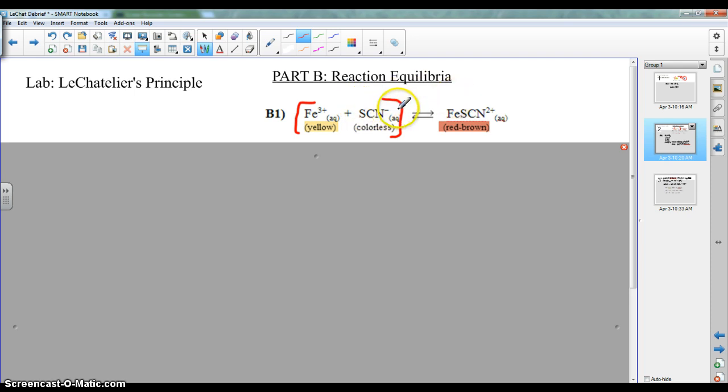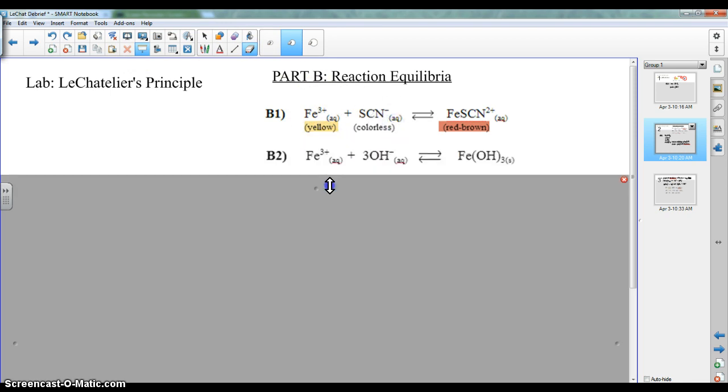And then we can change the color to a dark red-brown by increasing one of these ions or decreasing them. Basically mess around with concentrations. So there was a second equilibrium that came into play here, and that is the acid-base equilibrium. If we increase the concentration of OH minus in this system, in other words, mess around with pH, then that will affect the iron 3 concentration.